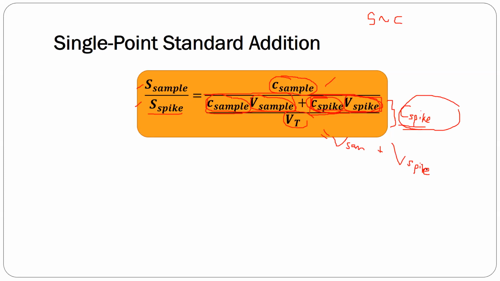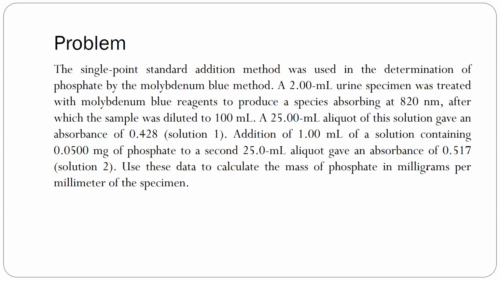And let's revisit the determination again. Kanina, it's urine determination or phosphate in urine determination. So, let's do another version of that problem, but this time, iba na yung mga given. Okay? So, let's answer this. You can pause this first. Read the problem 1, 2, 3 times. Intindihin nyo muna. And if you have done that, then let's proceed. You perform here a single point standard addition.